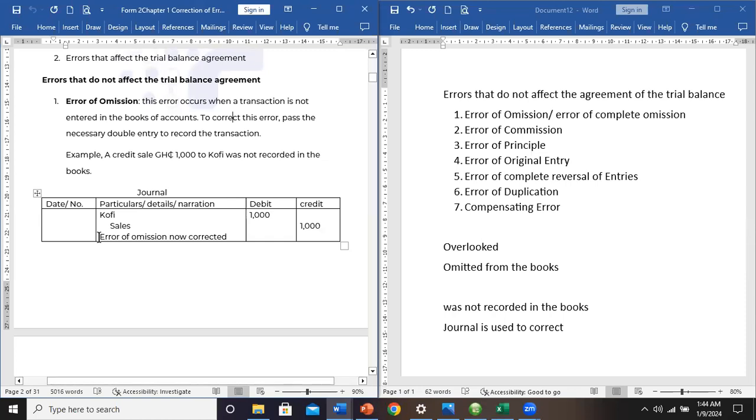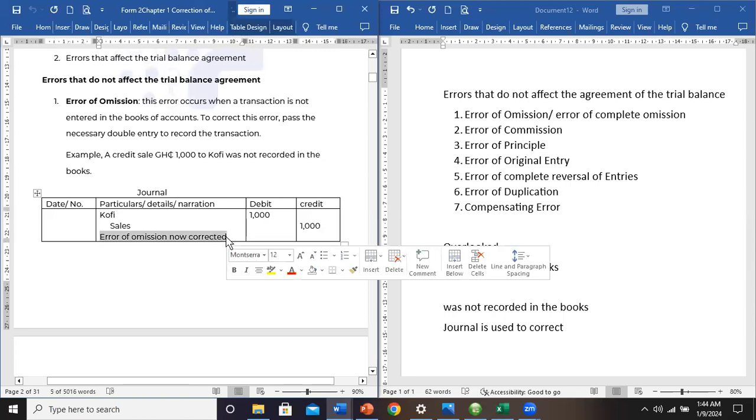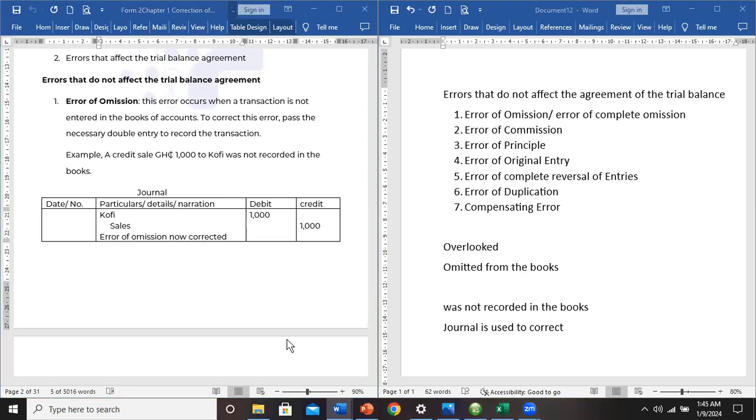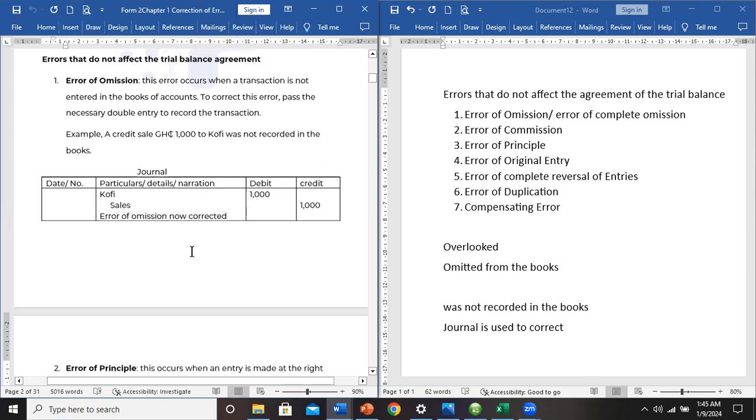And most importantly, you always have to give a brief narration or a summary of the error in the journal. And then again, the account that you are going to debit should always come first, and the account you are going to credit follows, but you would have to indent it away from the account that is going to be debited. I think we'll be doing some of these things, so you get over it very soon. So that's for error of omission.